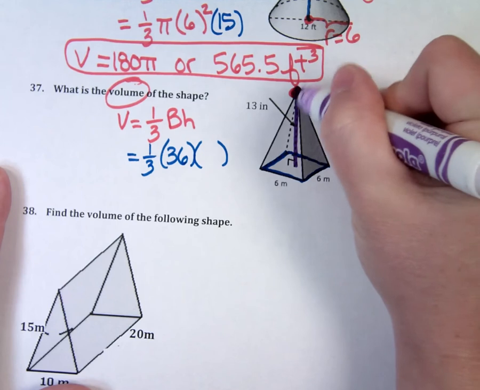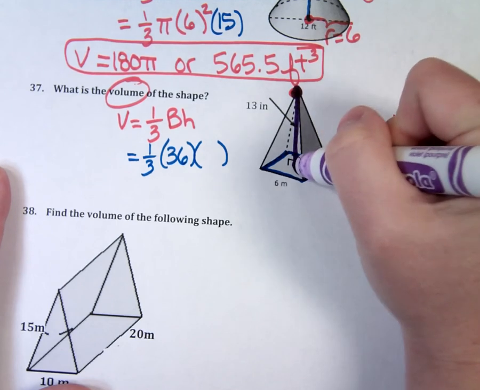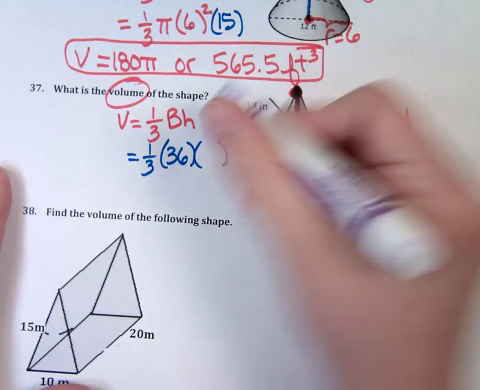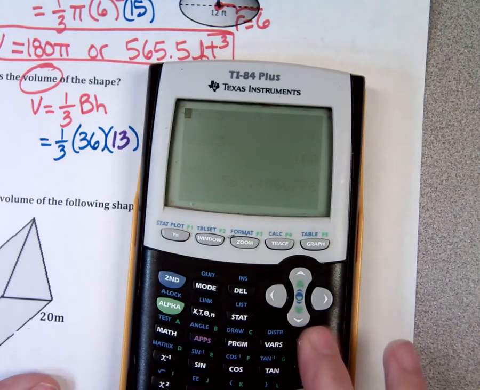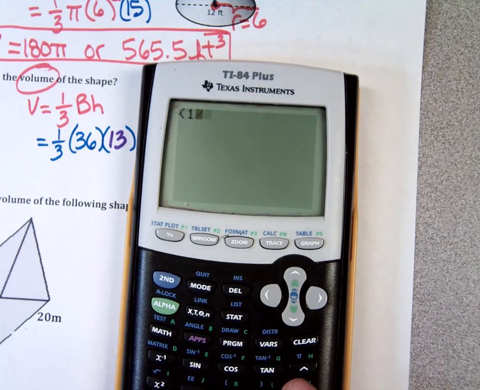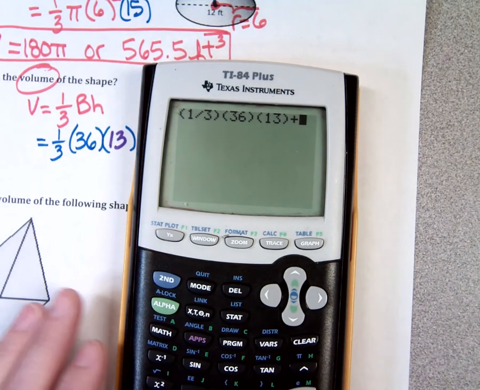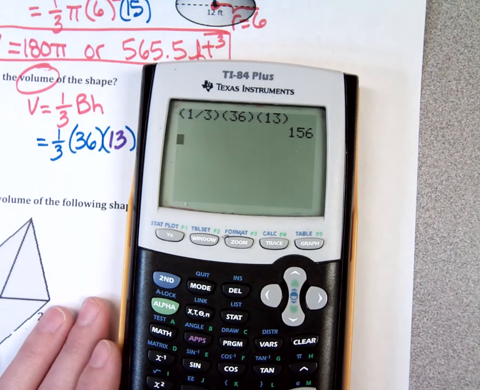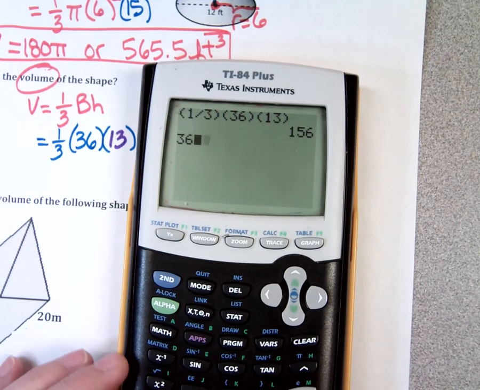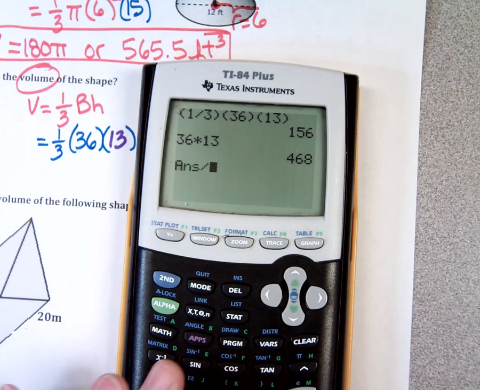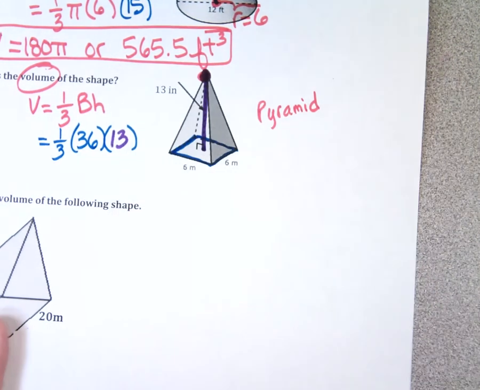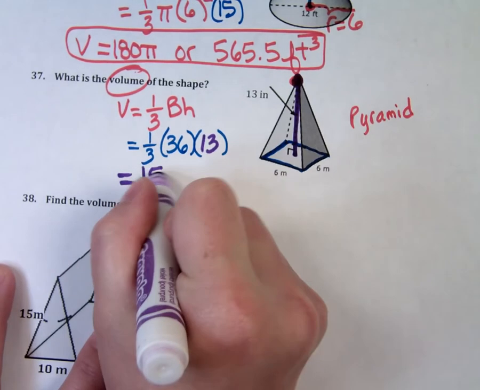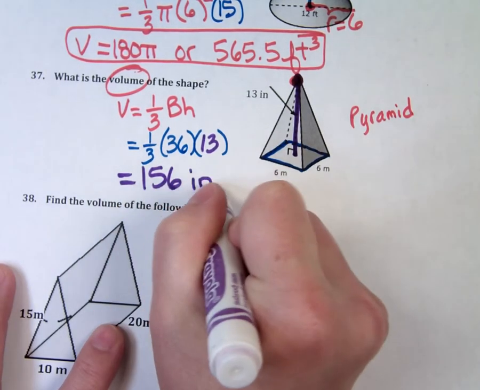It starts at the vertex. It drops down to the center of the base, and it is straight up and down, so that's the height that we want. Okay, so I'm going to show you two things. I could type it just like I have it, 1/3 times 36 times 13. That's one way of getting the answer. Or I could take 36 times 13 and divide by 3. That's another way of getting the answer. Either way, you get the same thing, 156. And remember, volume is in cubic units, so that would be inches cubed.